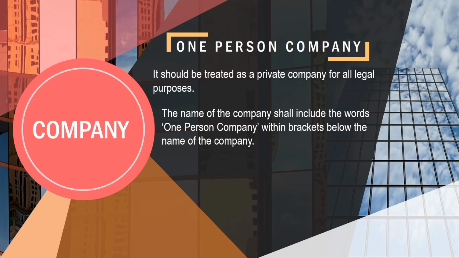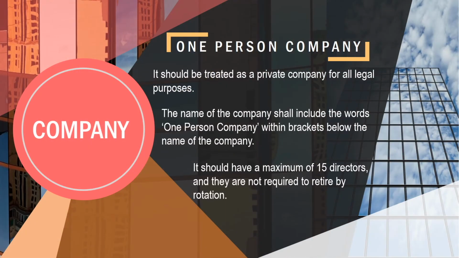The person forming an OPC has to nominate a person, with that person's written consent, as a nominee of the OPC, just in case something happens to the actual person. So, there should be a nominee. It should have a maximum of 15 directors and they are not required to retire by rotation.